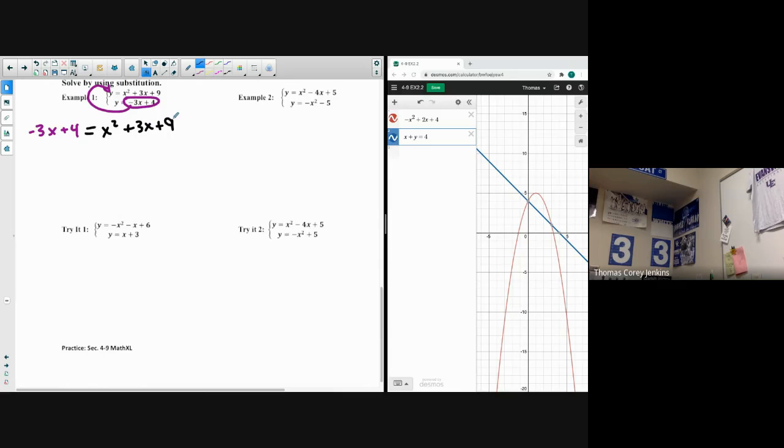So now I'm going to approach this like I'm going to solve a quadratic equation. The first thing I would want to do to make that happen is write my quadratic equation in standard form. So I'm going to add 3x to both sides. That's going to give me x squared, and then 3x plus 3x is plus 6x.